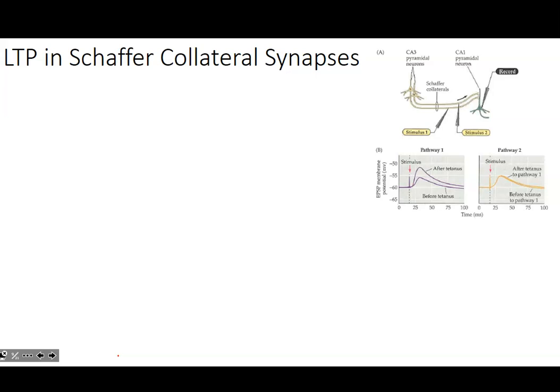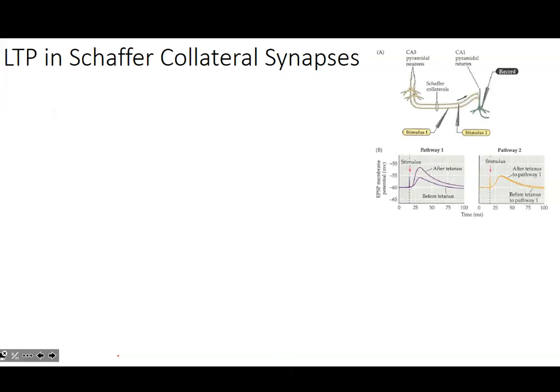The way that they first demonstrated LTP in the system. Well, so the two neurons in the circuit that we're going to talk about are in different regions of the hippocampus, right? So one of the neurons that we're going to mention are those that are in the group, the CA3.